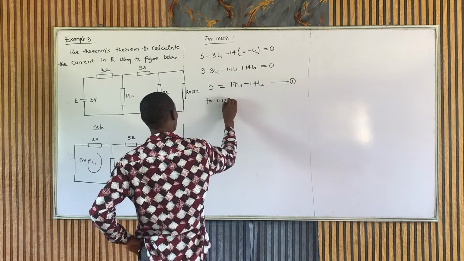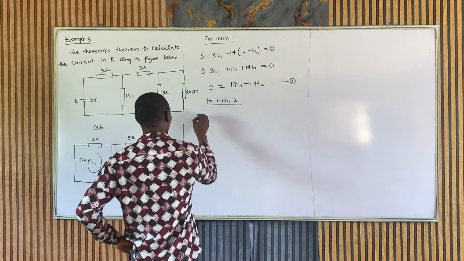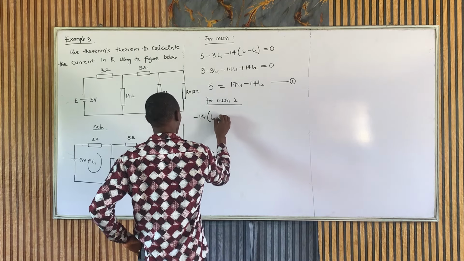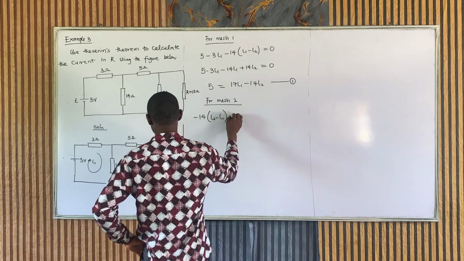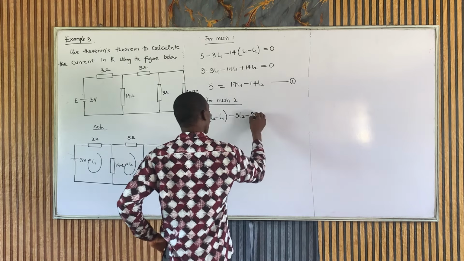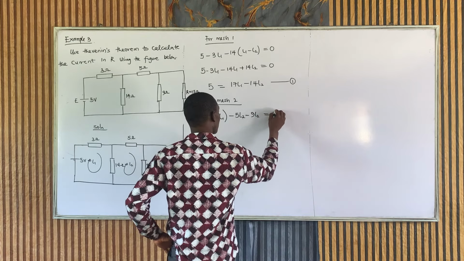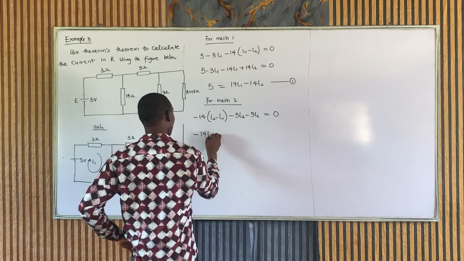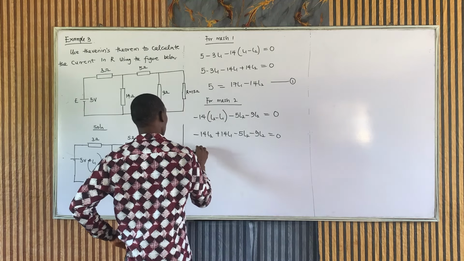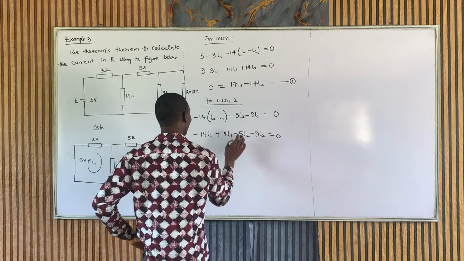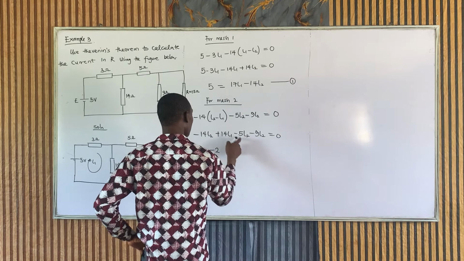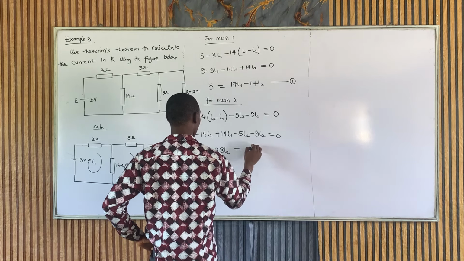Then for mesh 2 now, we are simply going to have minus 14 into brackets I1 minus I2, minus 5 I2, minus 9 I2 equal to 0. So this is going to be minus 14 I2 plus 14 I1 minus 5 I2 minus 9 I2 equal to 0. So it's going to be 14 I1, and minus 5 minus 14 will give us minus 19, minus 9 again, that's minus 28 I2 equal to 0. So this is equation 2.